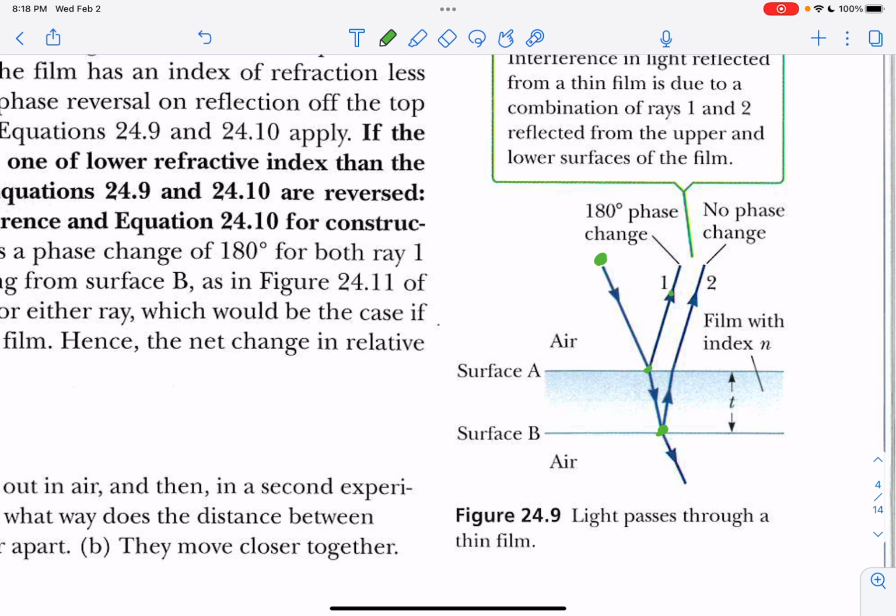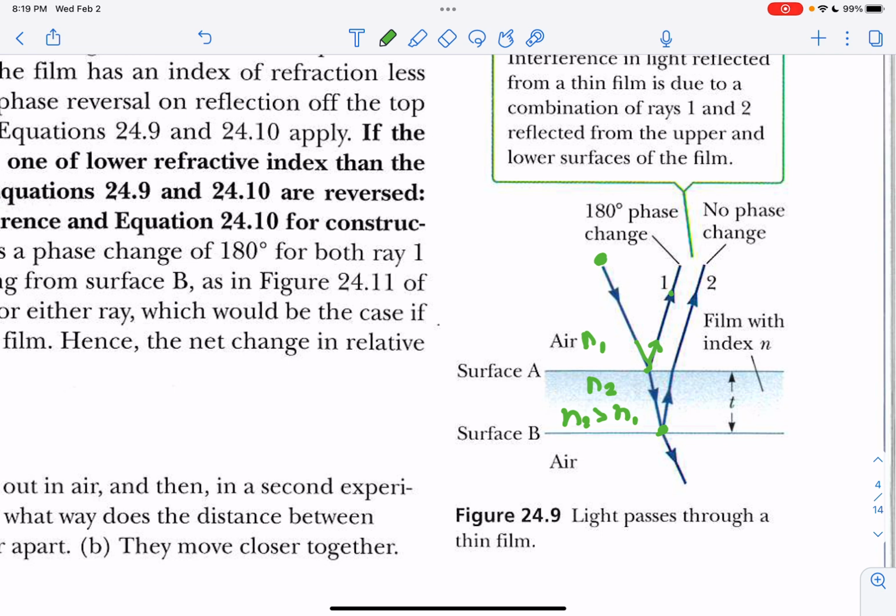And two things we have to notice, those two rules we mentioned earlier. Number one, this beam right here is going to undergo a phase change because it's striking a material with a greater index of refraction. If this is n1 and this is n2, then n2 is greater than n1. And so it's going to be 180 degrees out of phase. It's going to be a phase change of 180 degrees.